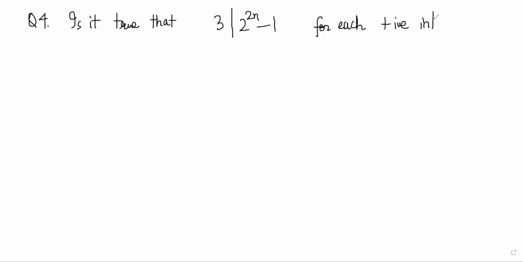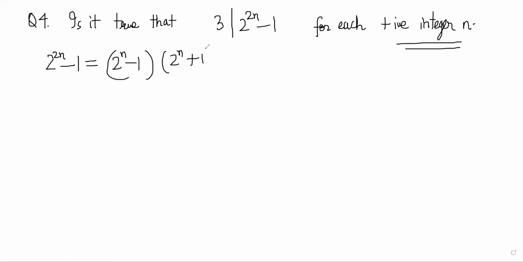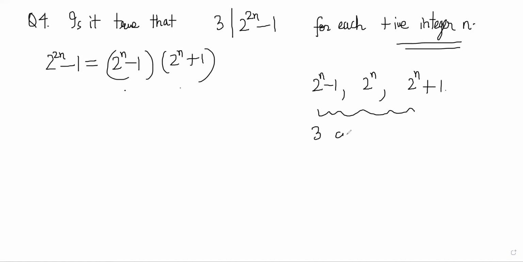Positive integer n. Very easy question. Think about it. 2 power 2n minus 1 can be written as 2 power n minus 1 multiplied by 2 power n plus 1. Now, if you think of the three numbers, 2 power n minus 1, 2 power n, and 2 power n plus 1, these are three consecutive numbers.